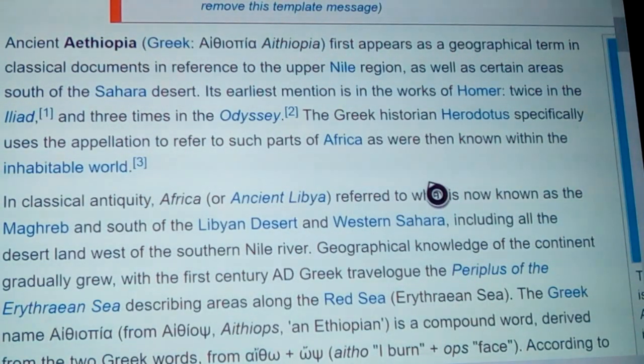The Greek historian Herodotus specifically uses the appellation to refer to such parts of Africa as were known within the inhabitable world. And when they talk about the inhabitable world back then, they're not talking about the world. They're talking about the area right around them. Kind of like in biblical terms, where Jesus and the devil go up on a mountain and he sees the nations of the world. It's just right there. It's not like everywhere, although we try to look at it all as being everything now. You know, Jesus loves all the people of the world. And although he doesn't really mention any of the other people, and it's not really mentioned in the Bible either, we would like to think so, and so we try to go with that.